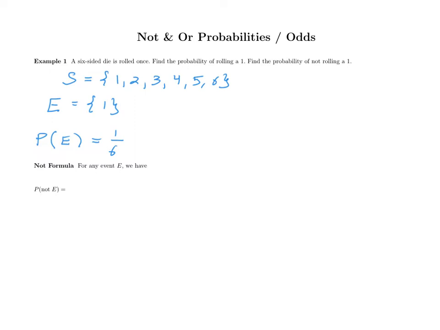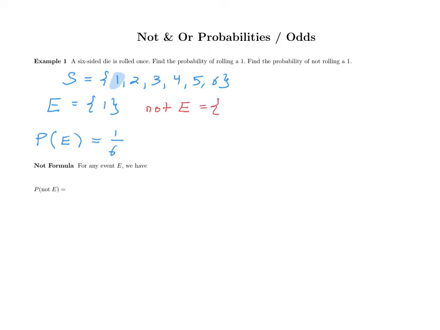You can also answer this just by looking at the sample space itself. This is the event, and so it's 1 out of the 6 things, and that's why the probability is 1/6. Now on to the second part of this example. It then says, find the probability of the event not rolling a 1. So that means not this thing. You can write this as not E.